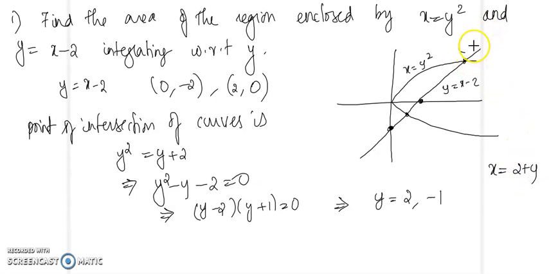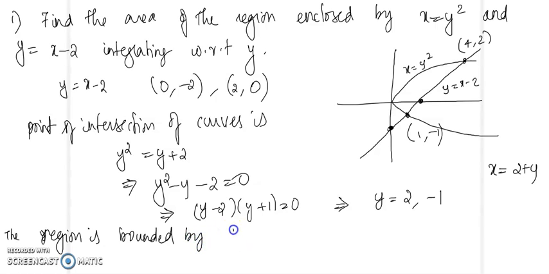So when y is 4, x will be 4 2, and when y is minus 1, x will be equal to 1. So here the region is bounded by y equal to minus 1 and y equal to 2. So let us now find the area.